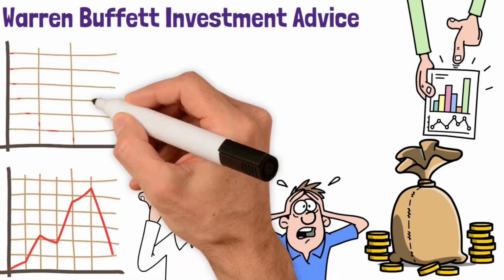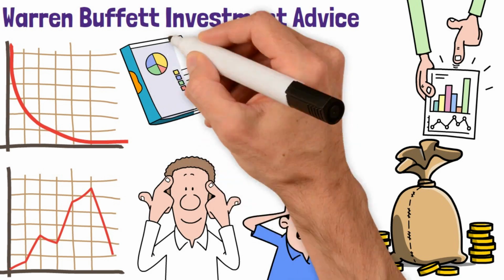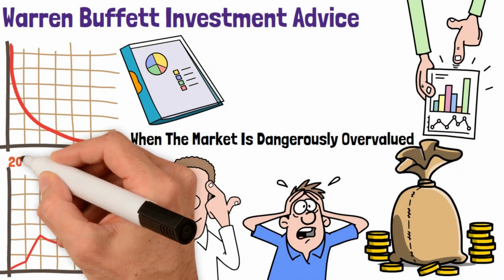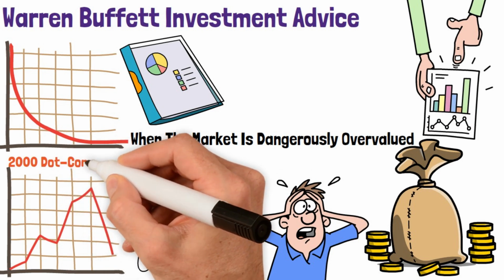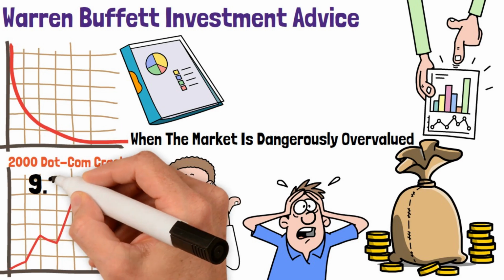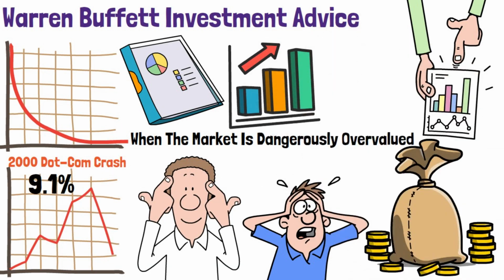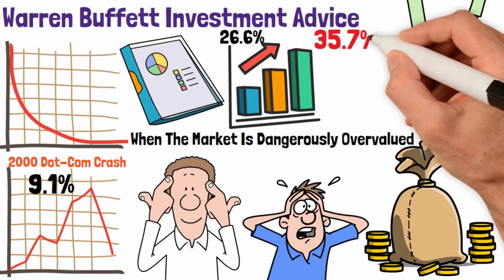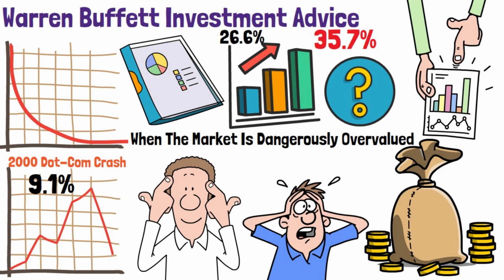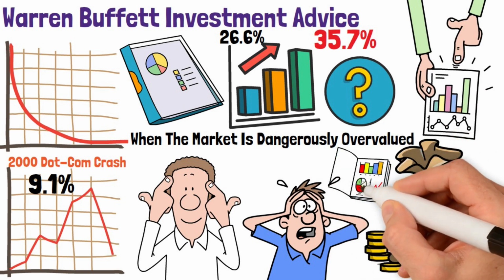Instead of trying to predict exact market tops and bottoms, Buffett uses a fundamental valuation metric to gauge when the market is dangerously overvalued. Consider this. During the 2000 dot-com crash, the S&P 500 plunged 9.1%, while Berkshire Hathaway's share price rose about 26.6%. That's a 35.7% outperformance. How did Warren Buffett's investing strategy achieve this? By understanding when the market was irrationally exuberant and positioning accordingly.